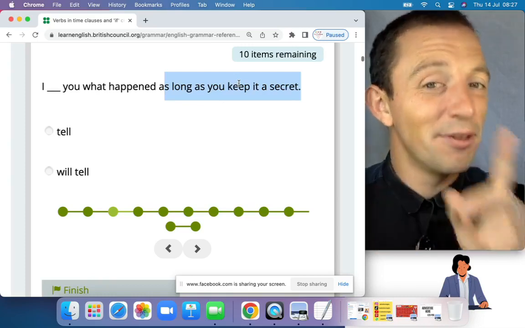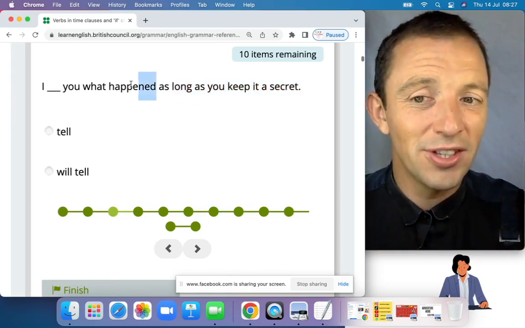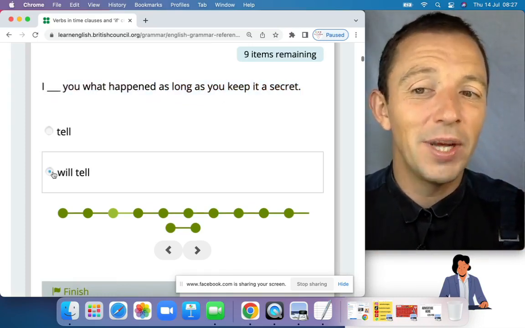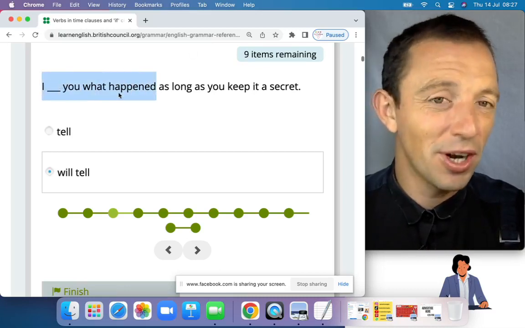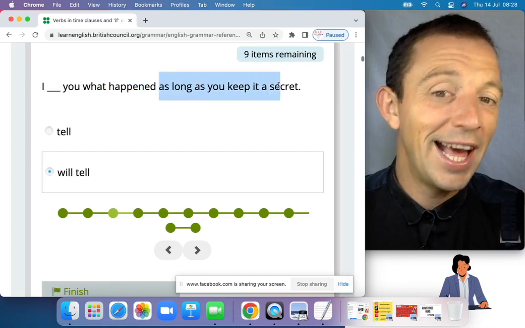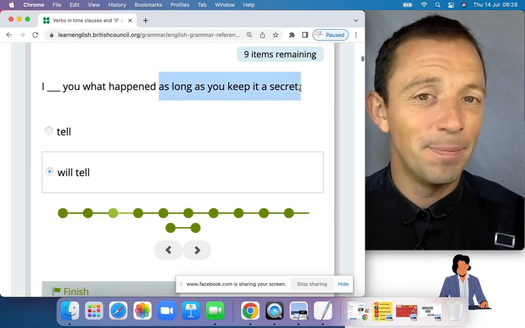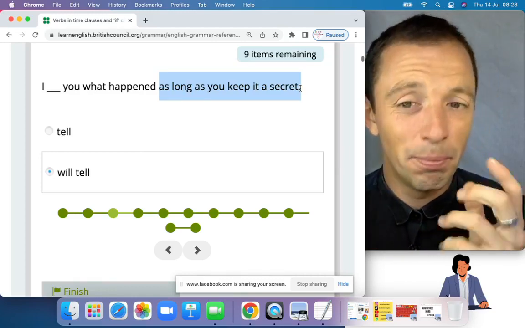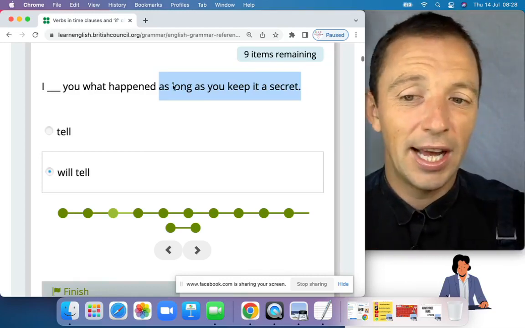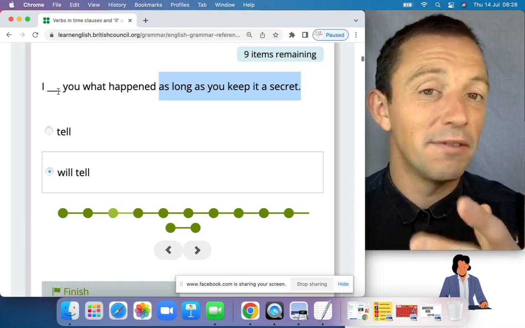we are speaking about the future. Therefore, the first clause is possible in the future. I will tell you. That's important. So this is the first principal ordinary clause, and the next clause is the time clause. The time clause is in the present simple, but we are speaking about the future, and therefore we need the first clause in the future.